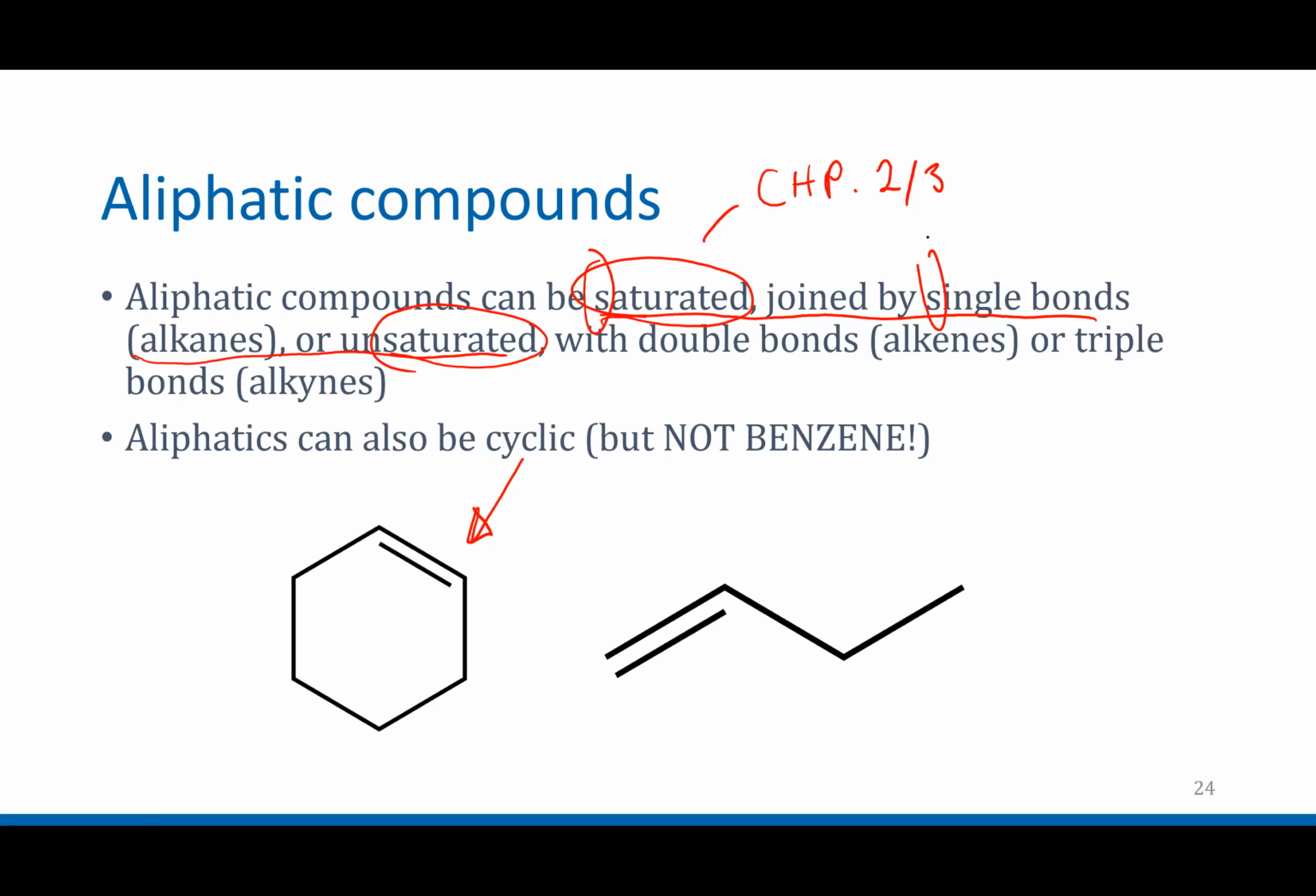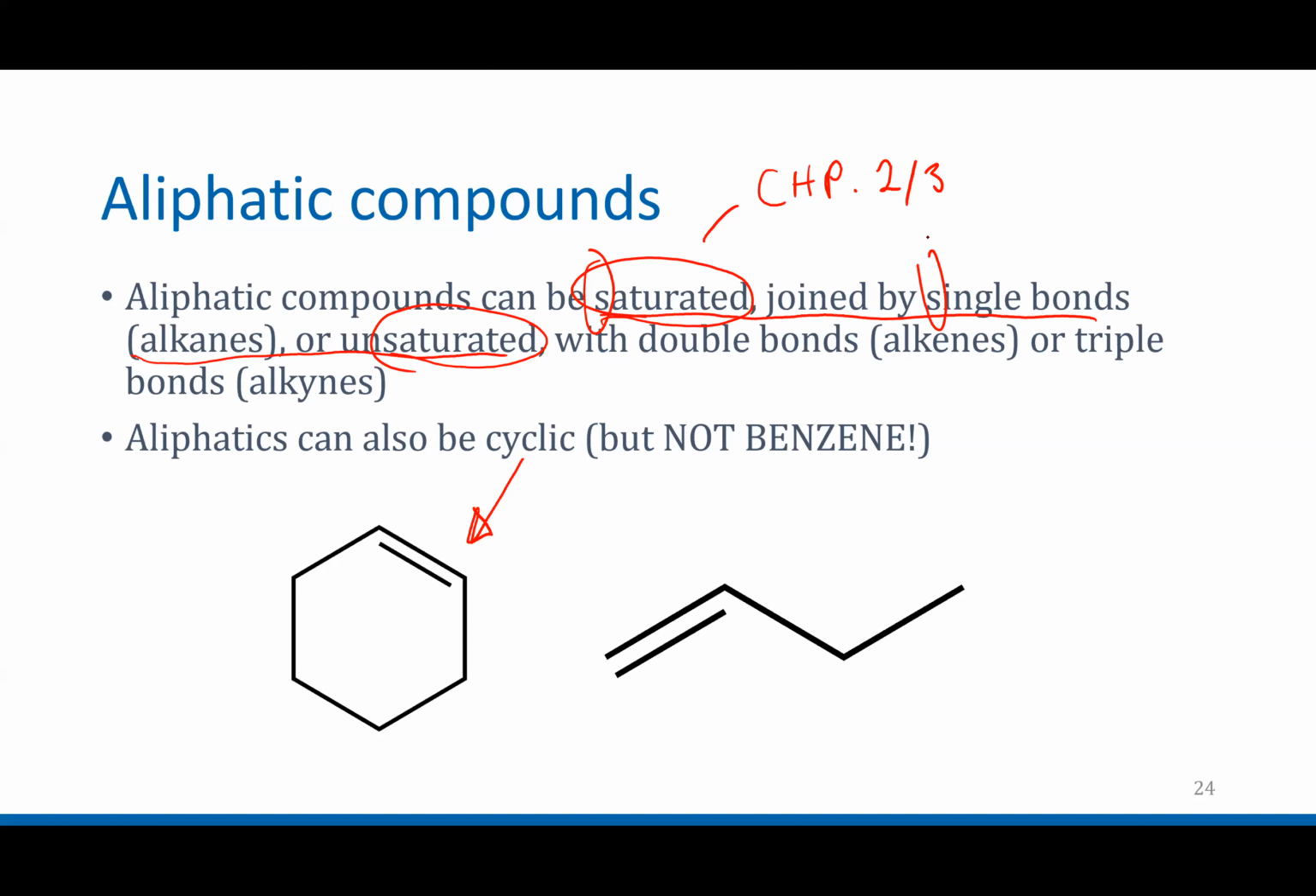When you say something is saturated, it's like completely coated or completely dissolved. The way I like to think about it is that a saturated compound has single bonds, meaning it has the maximum possible hydrogens. We'll talk more about that in chapters 2 and 3, so don't really worry about this right now. Unsaturated compounds have double or triple bonds, meaning they don't have the full hydrogen amount.